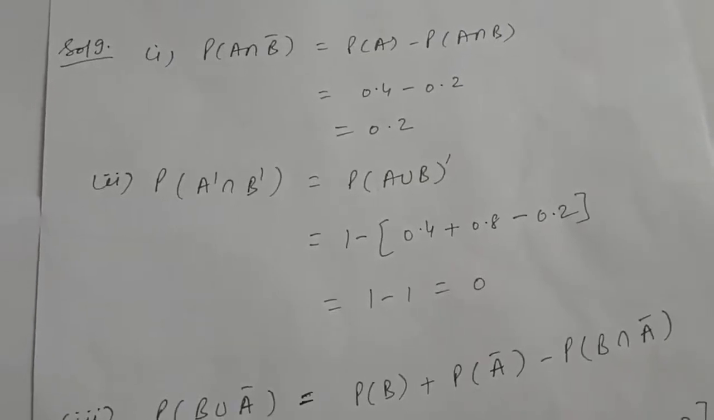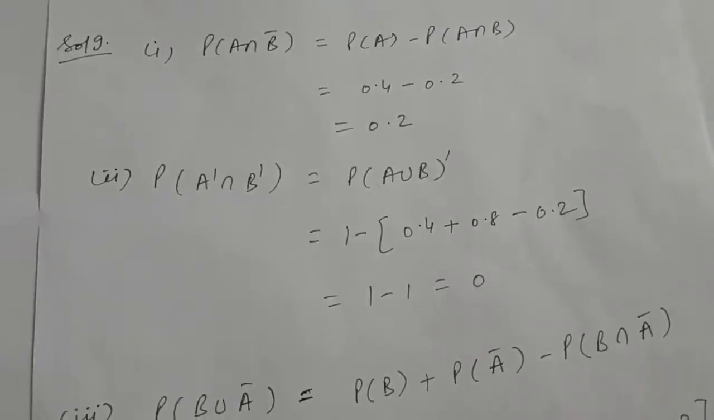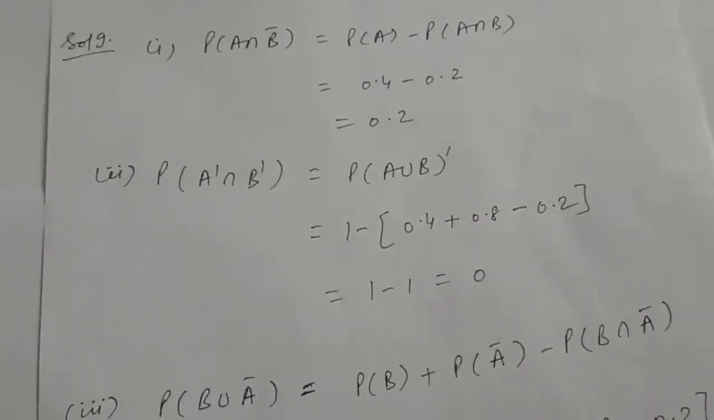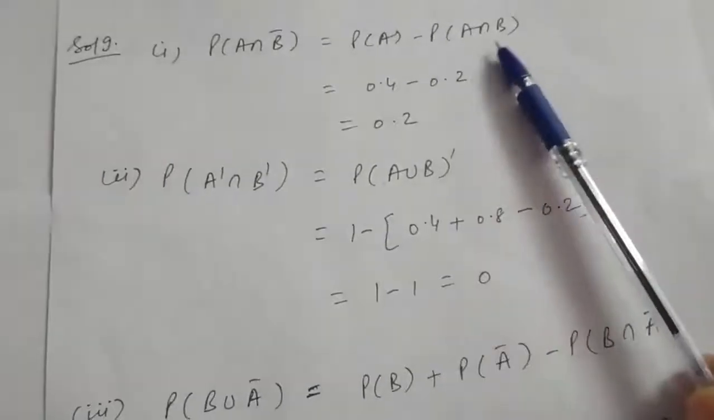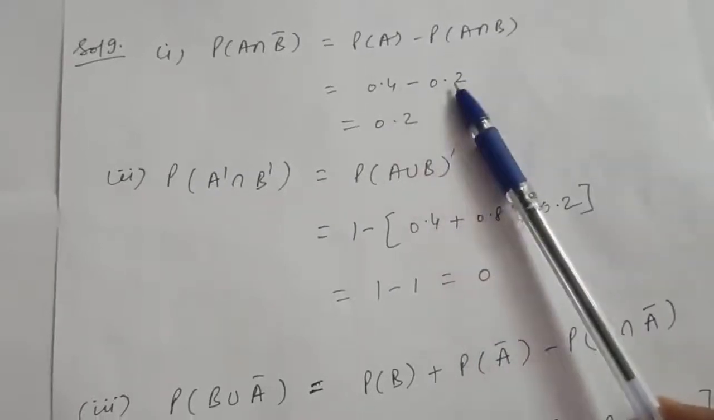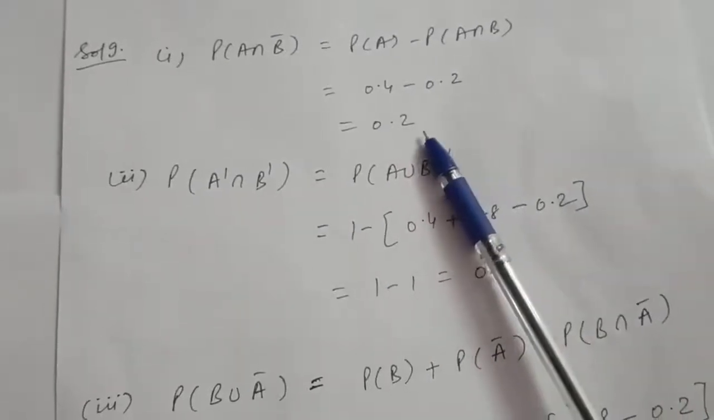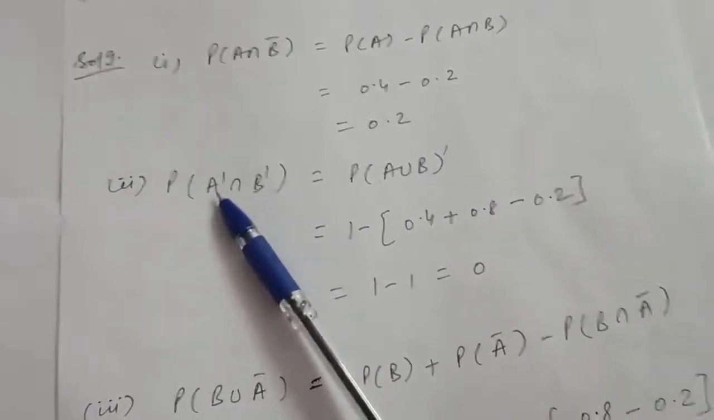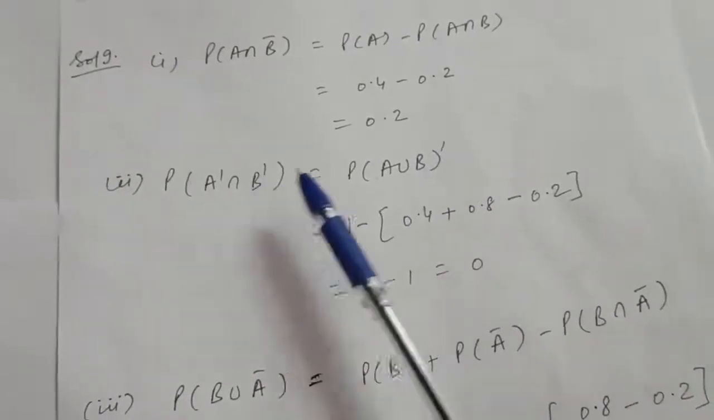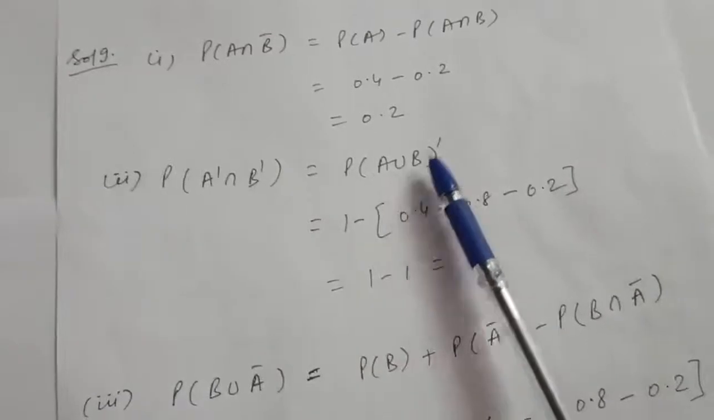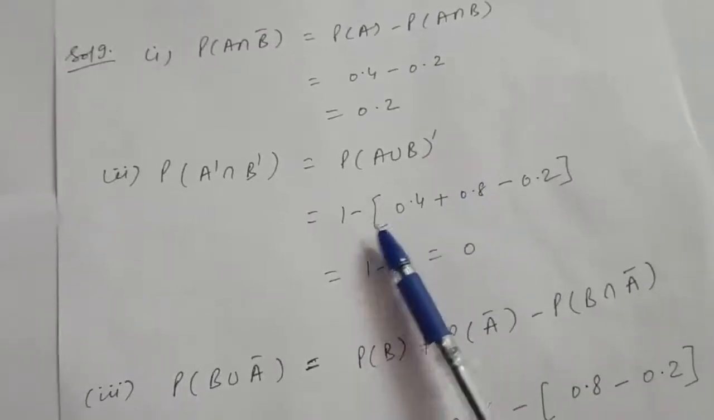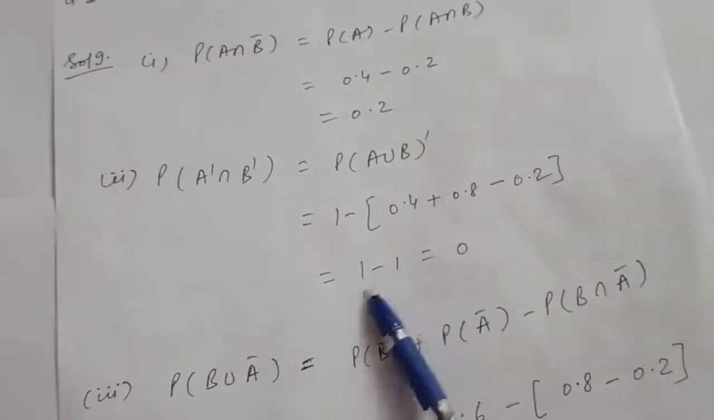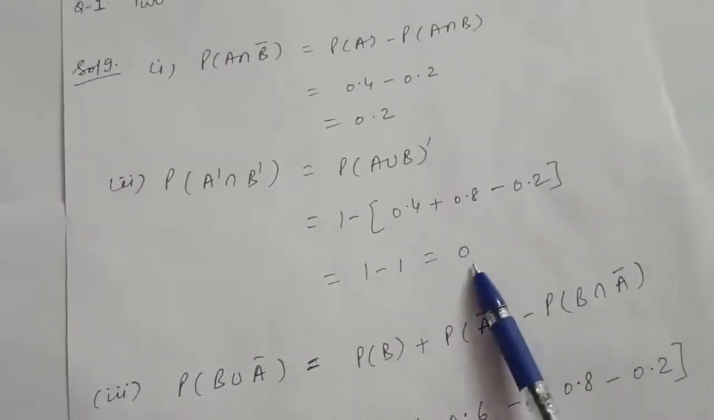The first part which we have to find is probability of A intersection B complement, and you know the formula is probability of A minus probability of A intersection B, which are given. So the answer will be 0.2. Now probability of neither A nor B is A complement intersection B complement, which is probability of A union B whole complement. So 1 minus this will be probability of A union B, right? So 1 minus 1, the answer will be 0.